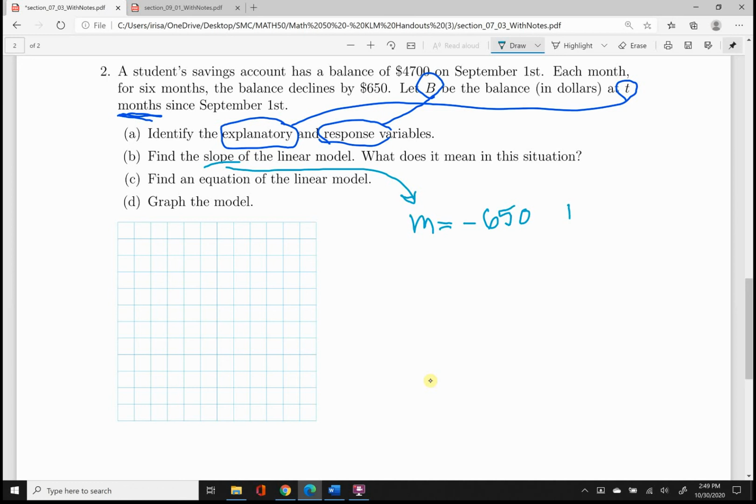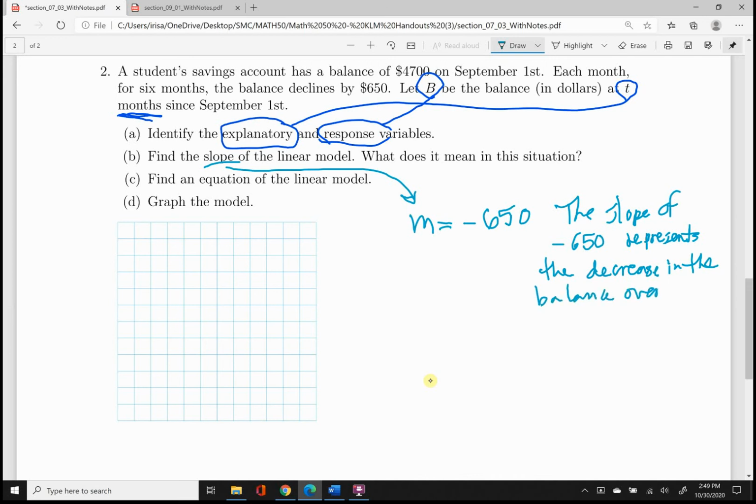It means the slope of negative $650, or negative 650, represents the decrease in the balance over every time step, which I'll parenthetically put as month. Cool. Great, let's find an equation for the model.